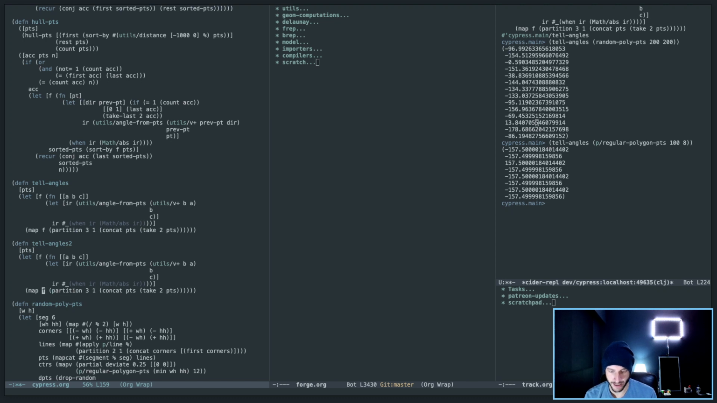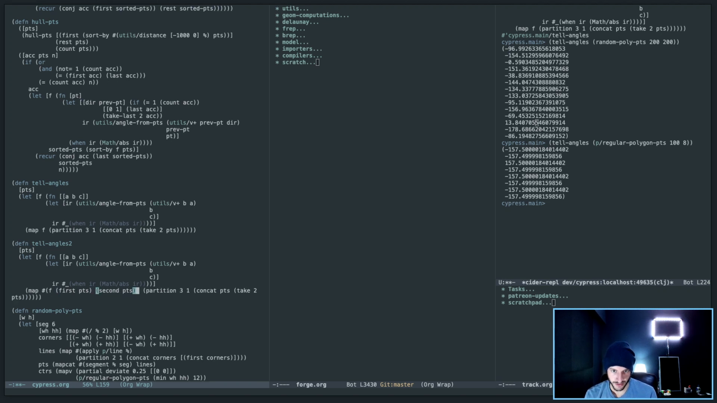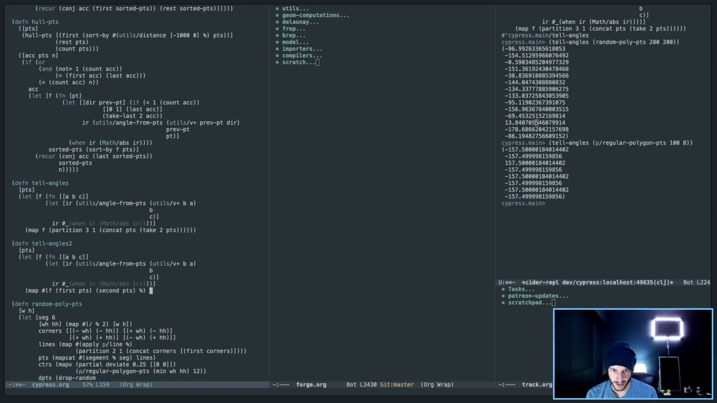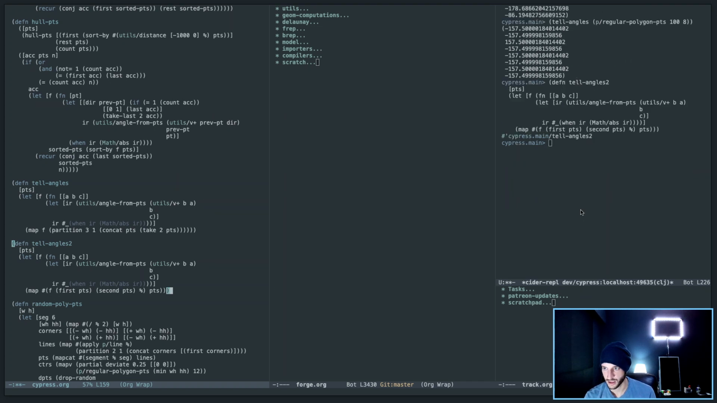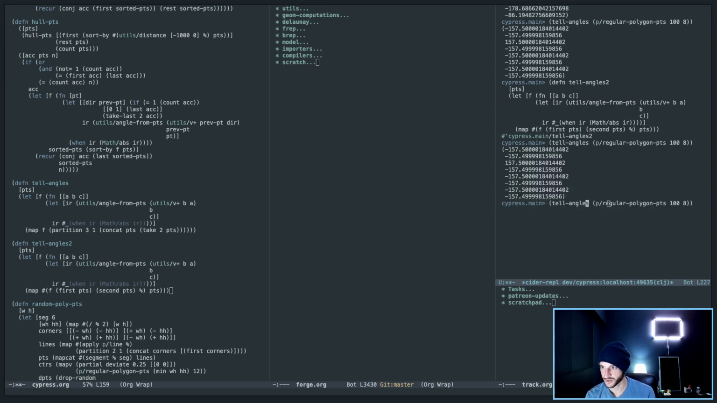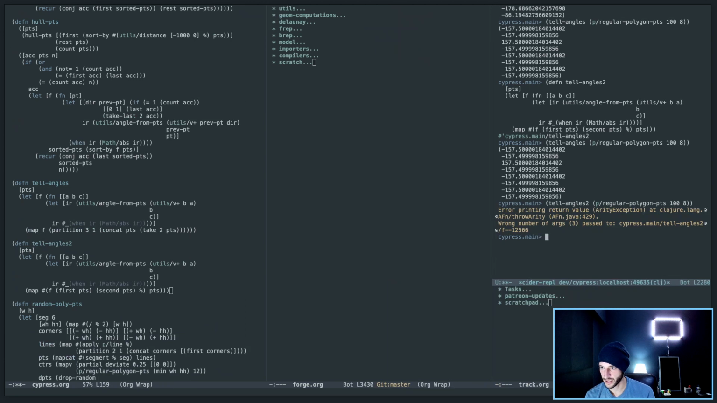This one will be map partial f. No, let me write it like this. Map hash f, first points, second points, okay. And then the third point is what I map with. And I do drop. No, I just want to map it over points directly and see what shows up when I do that. So let's try that. So if I do tell angles of this, I get those. And if I do tell angles 2, I get an error.